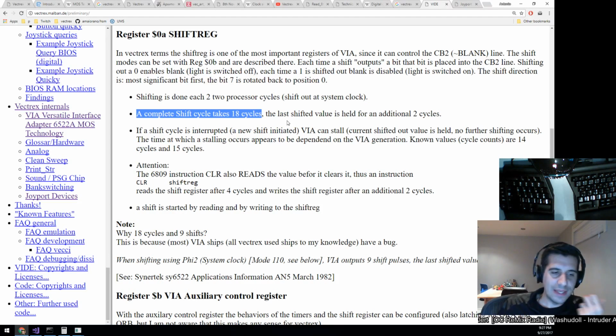And so why is that important? Well, it would allow you to read from the shift register to find out, I guess, what was the last value you wrote there, which maybe could be useful. So that's probably what this is about.